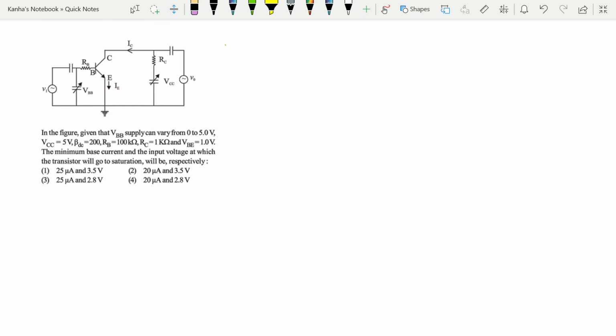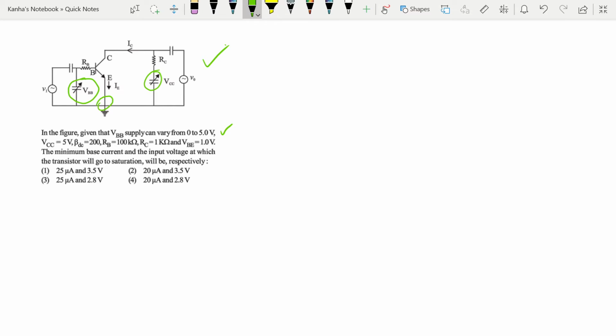Now let's look at a problem to cement our understanding of transistors and maybe learn a few more things. In this question, a common emitter circuit is provided to you. There is a variable supply VBB, which is this one. VCC is kept constant. Beta DC is given as 200. Beta is your current gain. And RB and RC, the two resistances, are given as 100 kilo ohm and 1 kilo ohm respectively. VBE is also given as 1 volt.